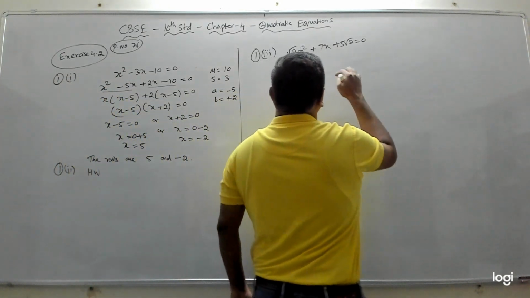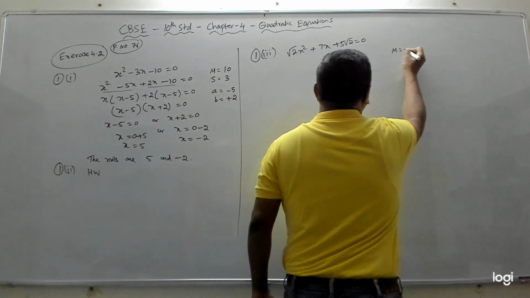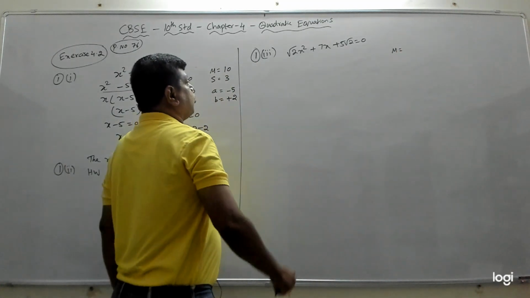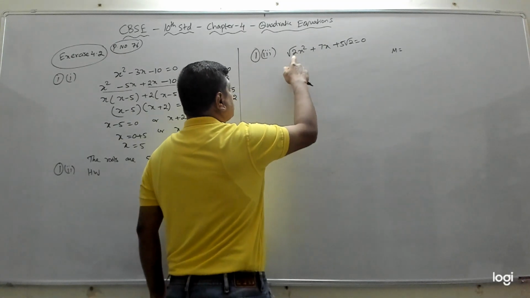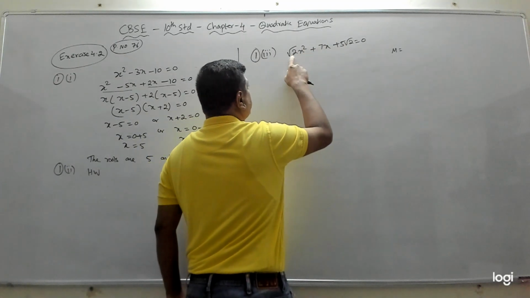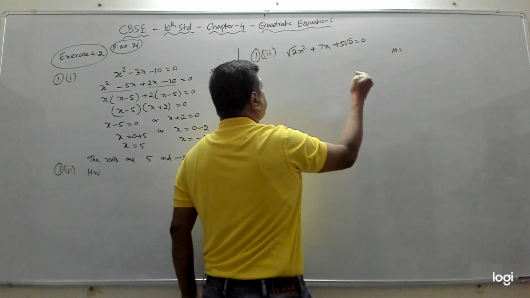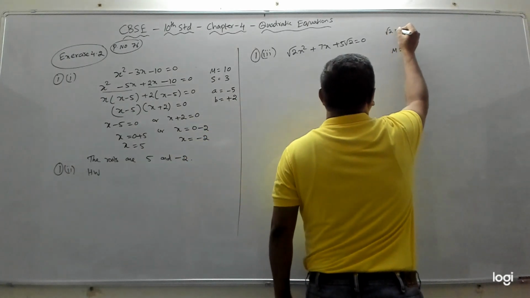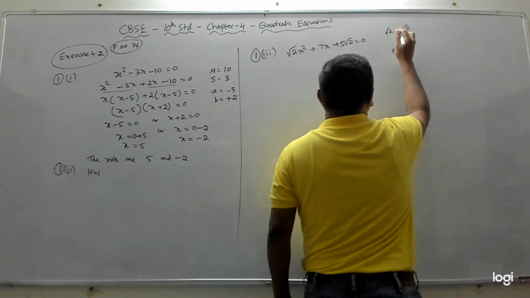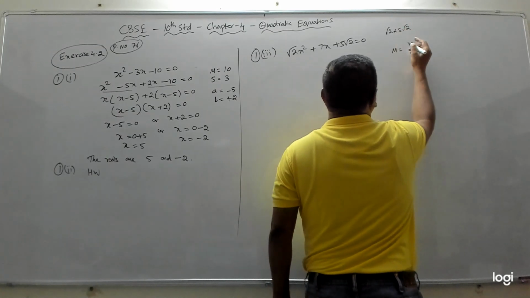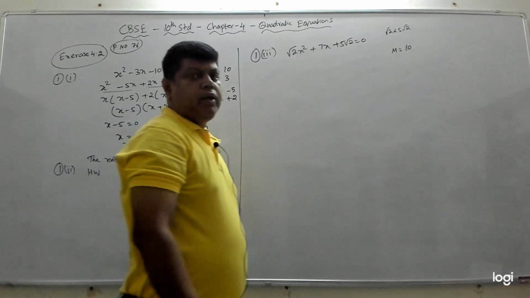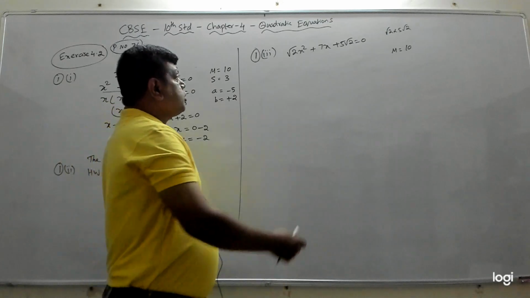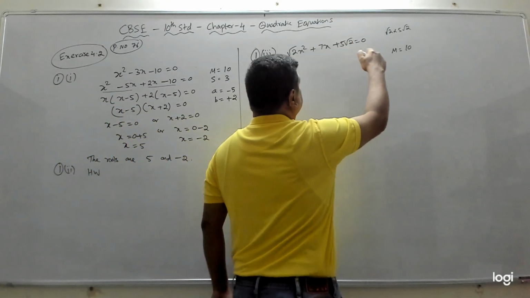To factorize them, first what we should do is, when I multiply, what should I get? Always you have to take the coefficient of x square, which is root 2, into this constant. So root 2 into 5 root 2. What is root 2 into 5 root 2? Root 2 into root 2 is 2, 2 fives are 10. So when I multiply two numbers, I should get 10. Always you should take the coefficient of x square and multiply it with this constant.